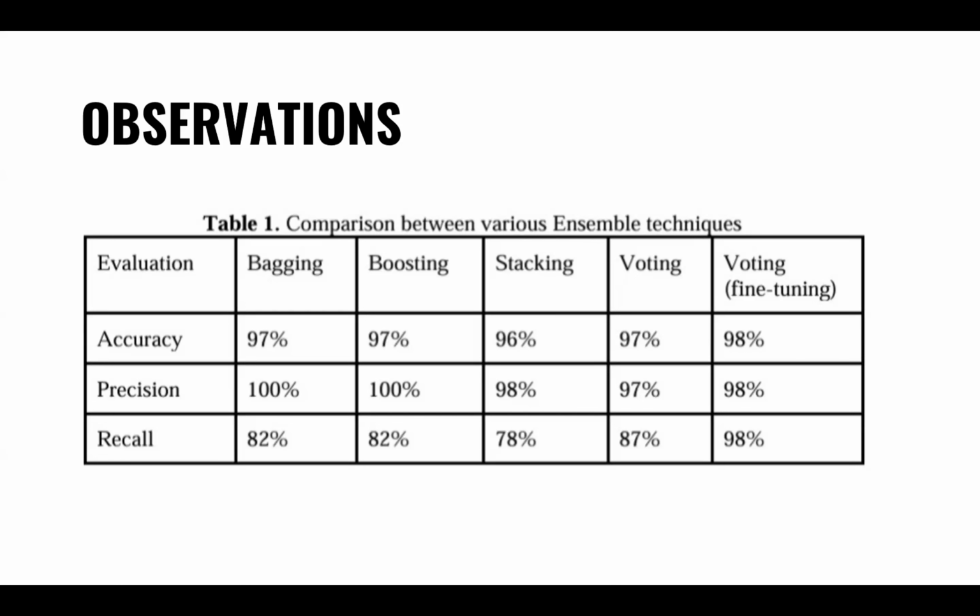Which data set have you used here? Spam email classification from Kaggle. Okay, from Kaggle. Okay, fine. Move on. Fine, this is all the observation. It is okay. Next slide.